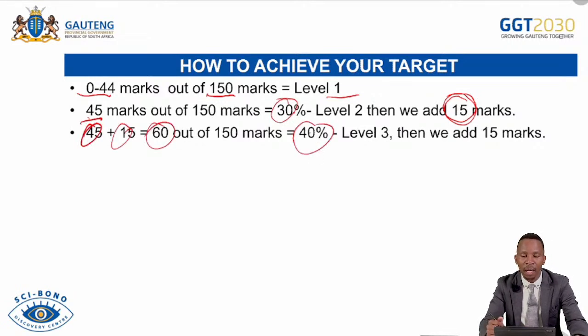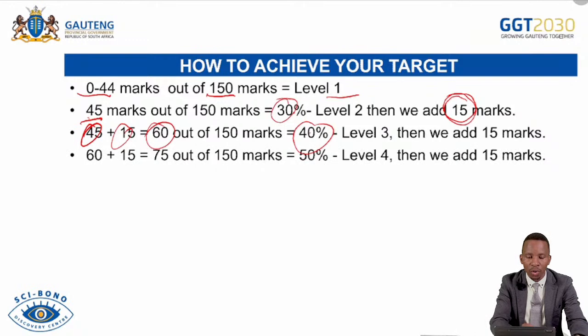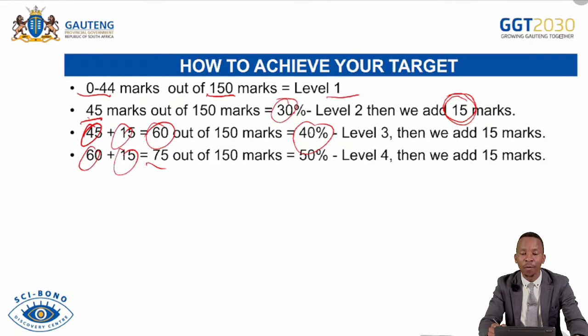So always plan around it. Add your 15 on top of what you have achieved to move to the next level. And then from there, we add 15 again. So 60 plus 15, we go straight to 75. 75 is half of 150, which gives us 50%. That is level 4 for you.